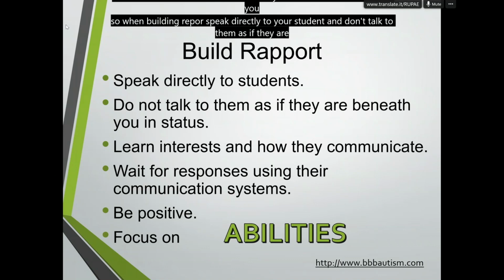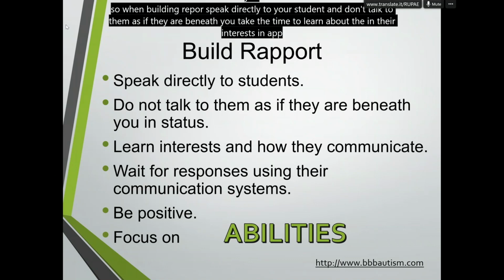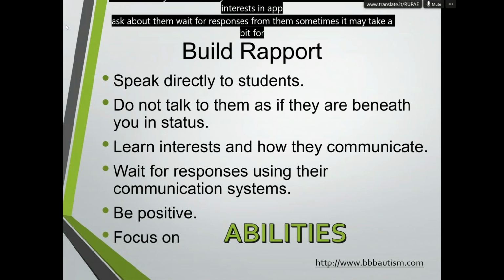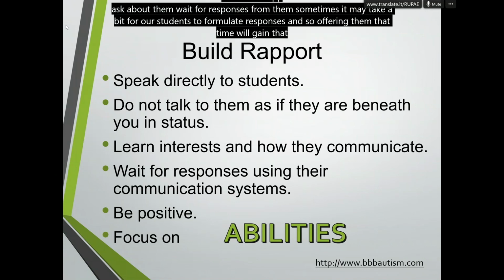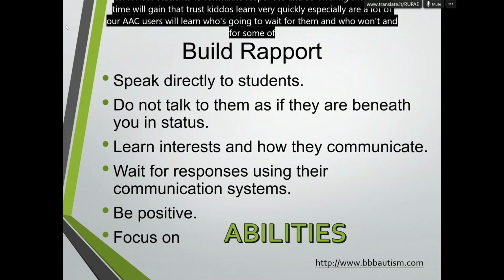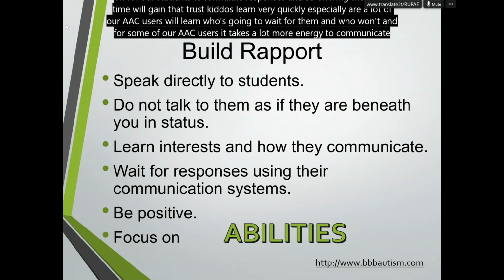Take the time to learn about their interests and ask about them. Wait for responses from them. Sometimes it may take a bit for our students to formulate responses, and so offering them that time will gain that trust. Kiddos learn very quickly, especially a lot of our AAC users will learn who's going to wait for them and who won't. And for some of our AAC users, it takes a lot more energy to communicate than it is for someone who's using verbal language.